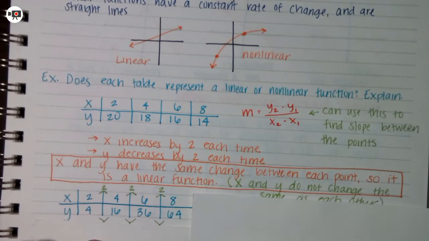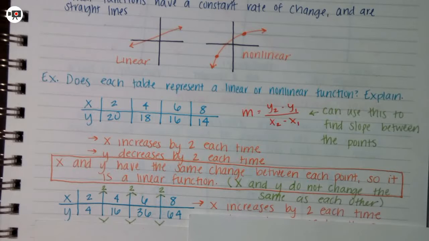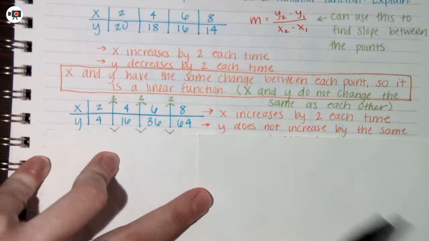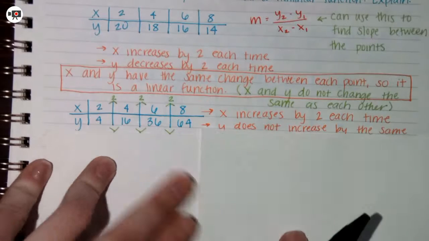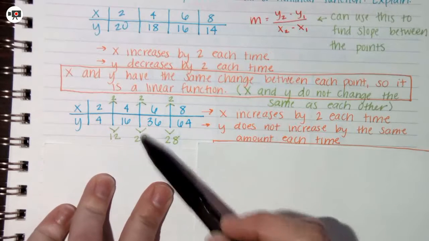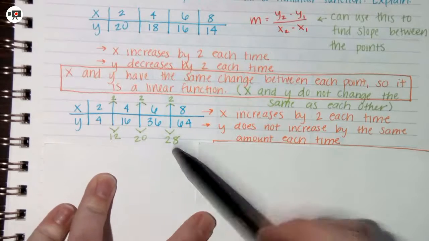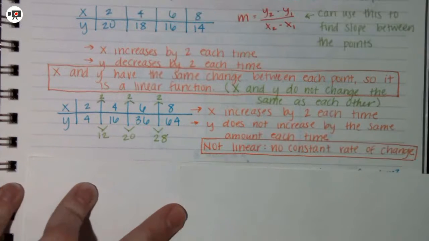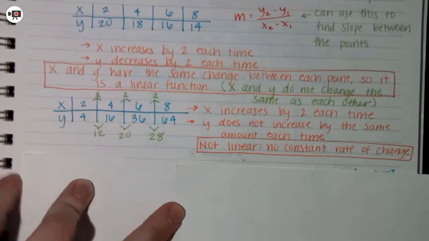I have another function here, and if I look at my x's, the difference between each one is 2. So x's increase by 2 each time. When I look at y's, I see that y's do not increase by the same amount each time. First it increases by 12, then 20, then 28. So this is not linear because there is no constant rate of change.